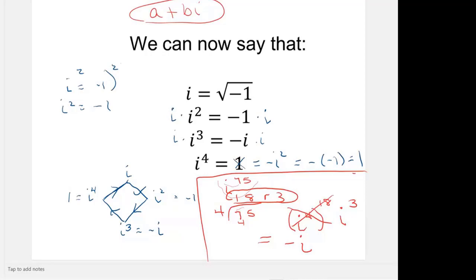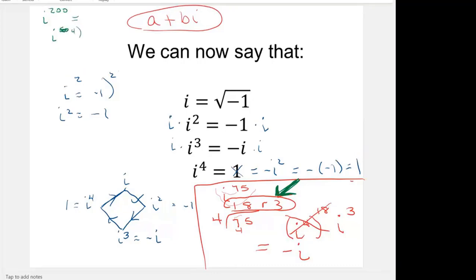Now, I don't expect you to go through the whole process and show all your work. All you really need to remember is that the remainder is always going to be how many i's I have left over. Let's say I have i to the 200th power. I divide that by 4, I get i to the 4th power to the 50th power, but there's no remainder.